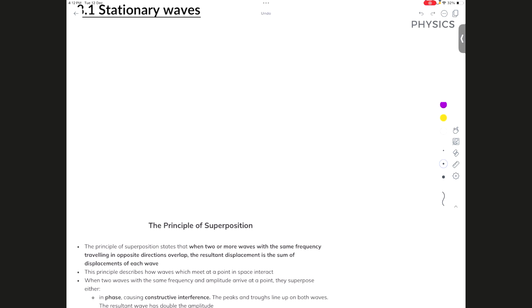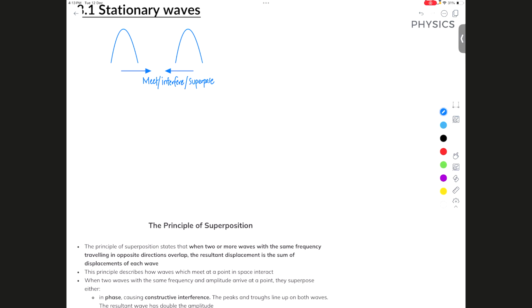So essentially the idea is that when you have two waves and they are moving towards each other, this is the wave and this is the wave. There'll be a point where the waves will meet or interfere or superpose. You can use one of these three words only: meet, interfere, or superpose. You can't use any other word, okay? So these waves will move towards each other and they will meet, interfere, superpose.